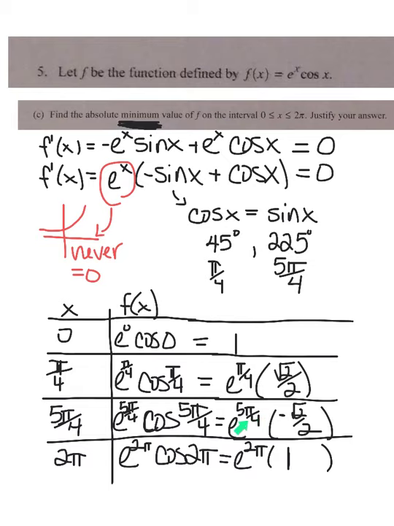So this value is the absolute minimum value, okay? Because it's the only one that's negative. It's got to be the lowest one. So this would be your answer.